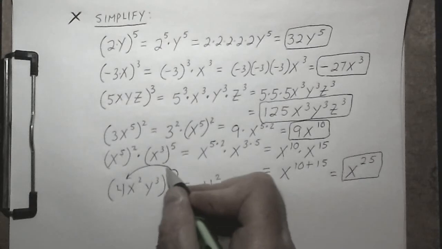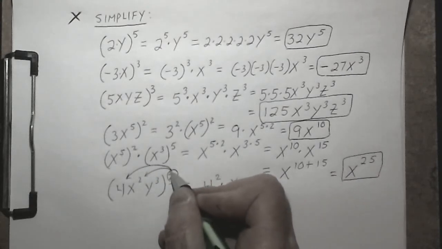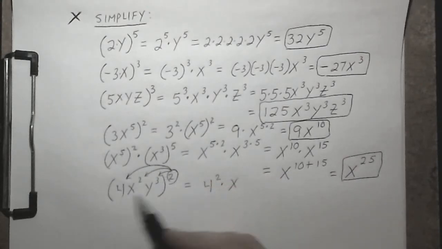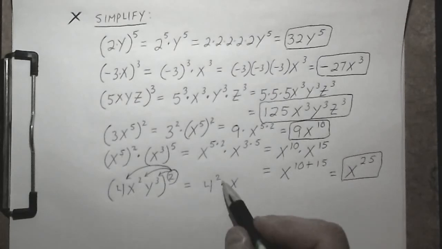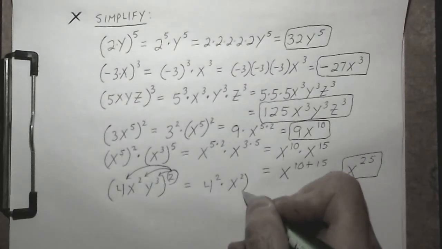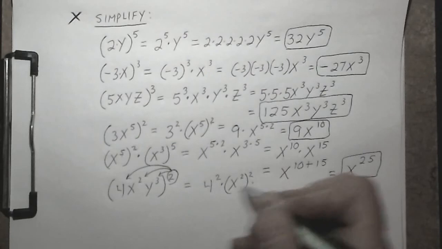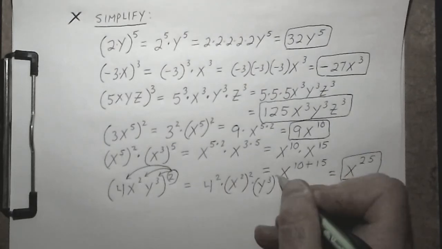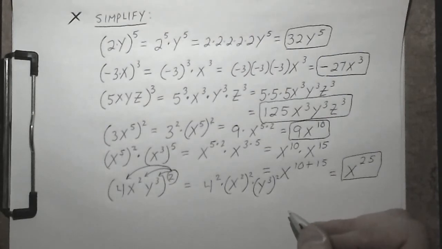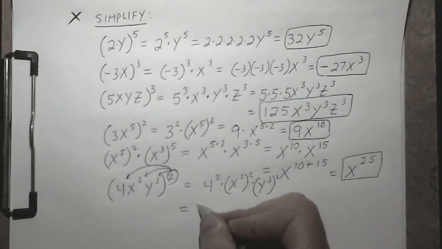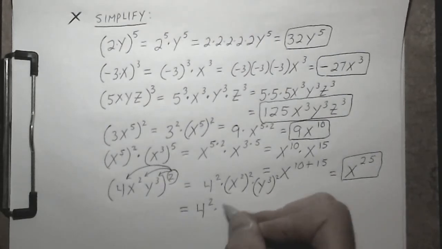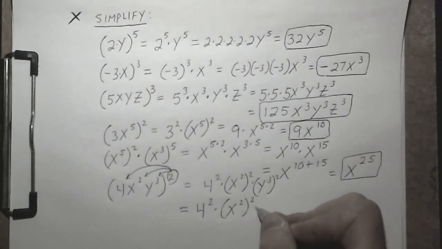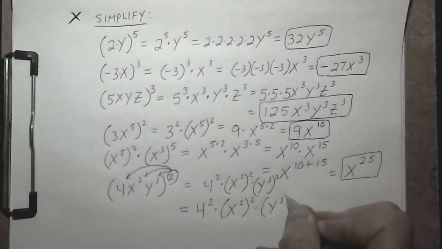So think of it as being kind of like distributing this outermost exponent into all the factors inside the parentheses. So we have 4 squared, and we have x squared squared times y cubed squared. Let me write it down here. It's getting a little tight in here. So we have 4 squared times x squared squared times y cubed squared.